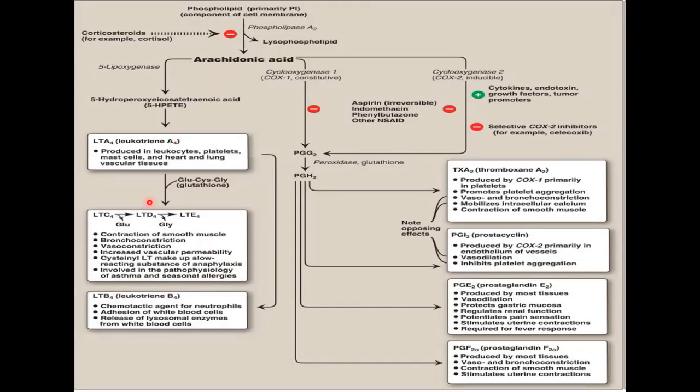Now, leukotriene B4 is synthesized from leukotriene A4 by the addition of a water molecule by a hydrolase. Leukotriene B4 acts on the immune system in that it is a chemotactic agent for neutrophils, promotes adhesion of the white blood cells, and the release of lysosomal enzymes from the white blood cells. So those are the functions of some leukotrienes. So please, put this image in your mind. It will help you very much.